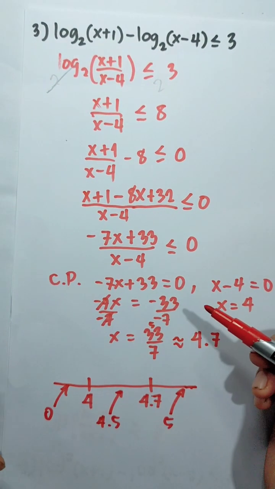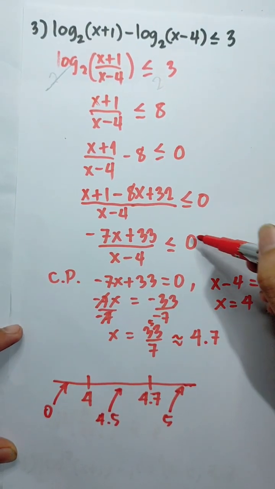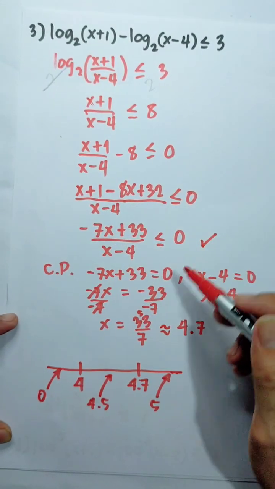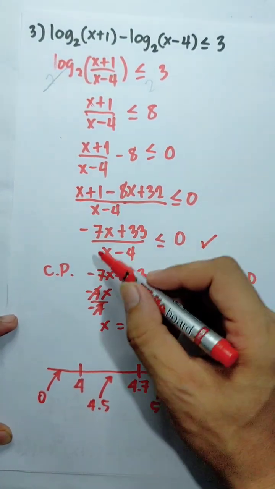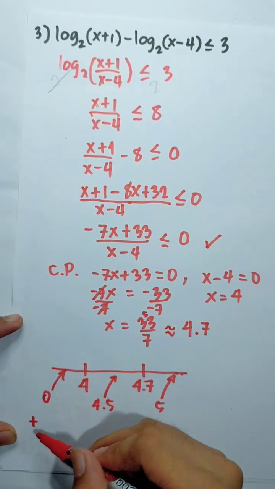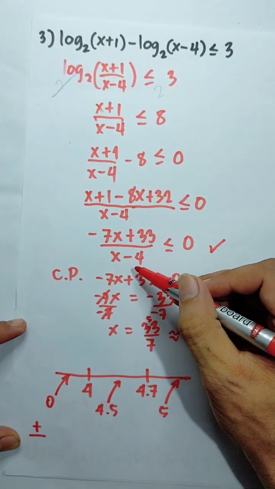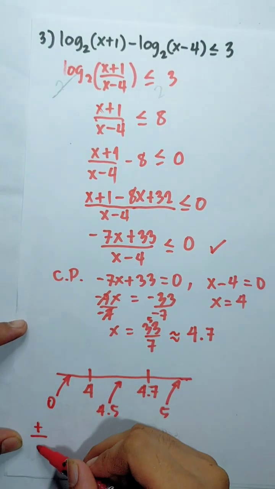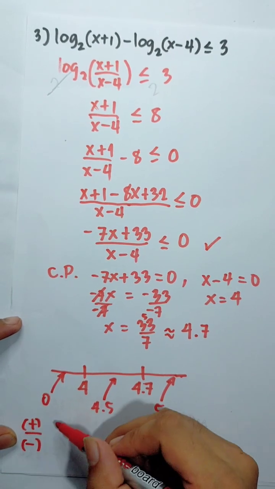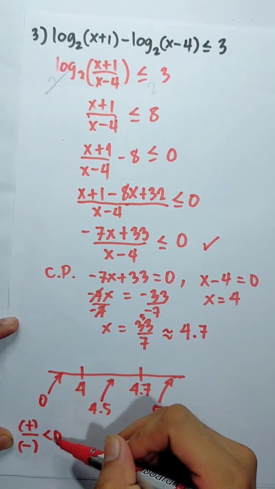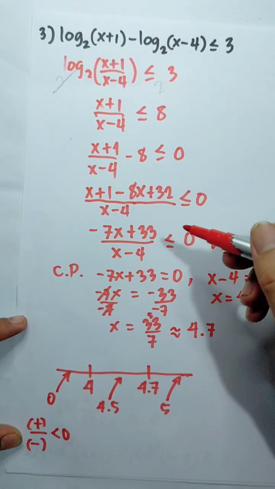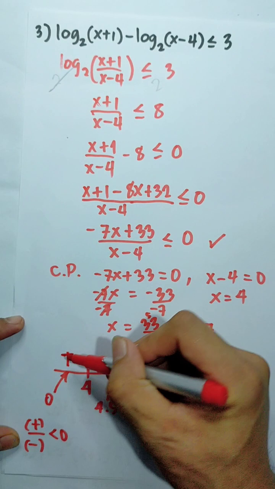Alright, now let's go back to our inequality here. This is the inequality that we're going to test with these points. So when x is 0, this is 0 plus 33, so the numerator becomes positive, and the denominator, if this is 0, that's negative. Positive divided by negative is negative, so the inequality here is negative, so this is true.